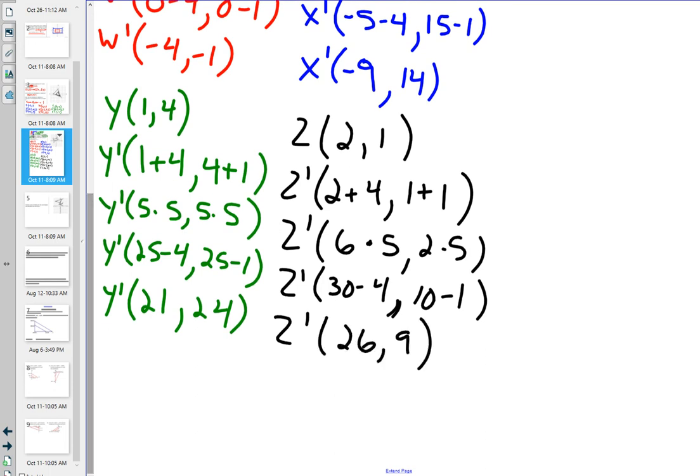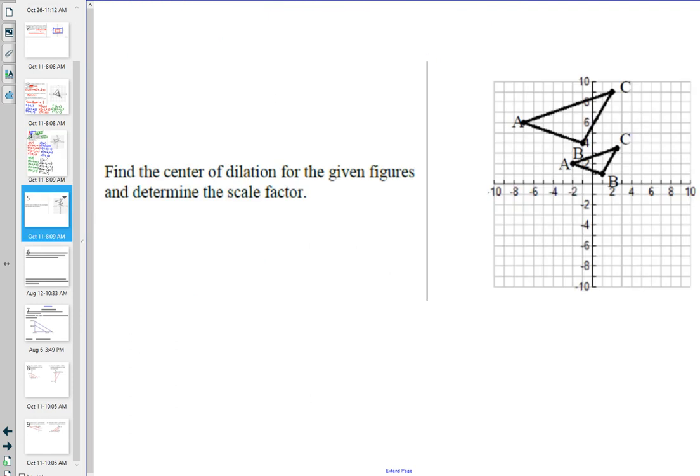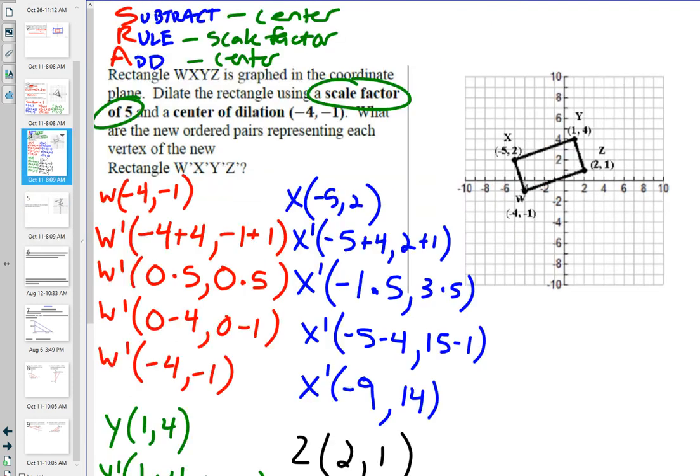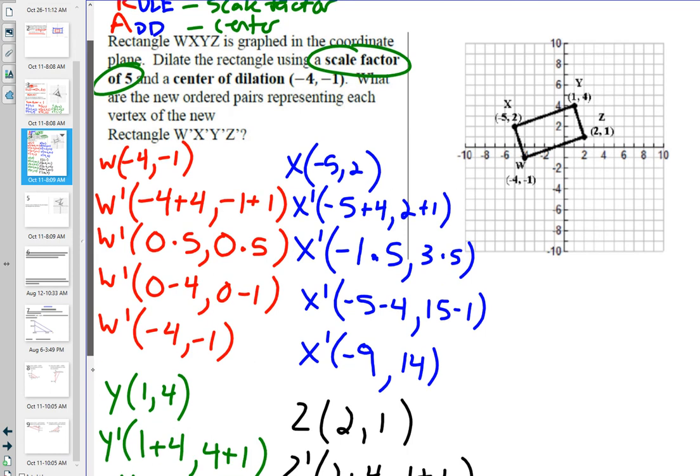I'm not going to graph it because it wouldn't fit on that graph anyways. The more important thing is finding the points. Any questions there? Trying to get to these. No? Did I go too fast?